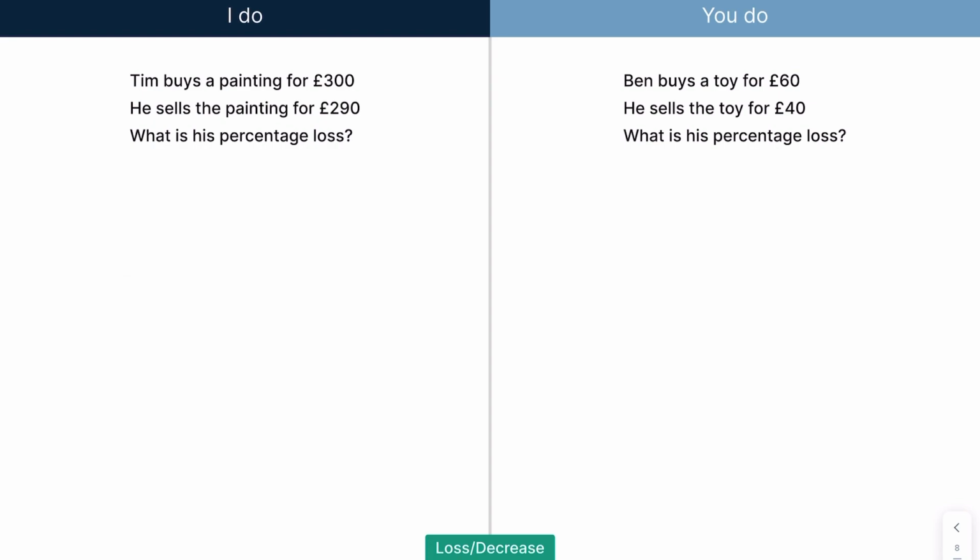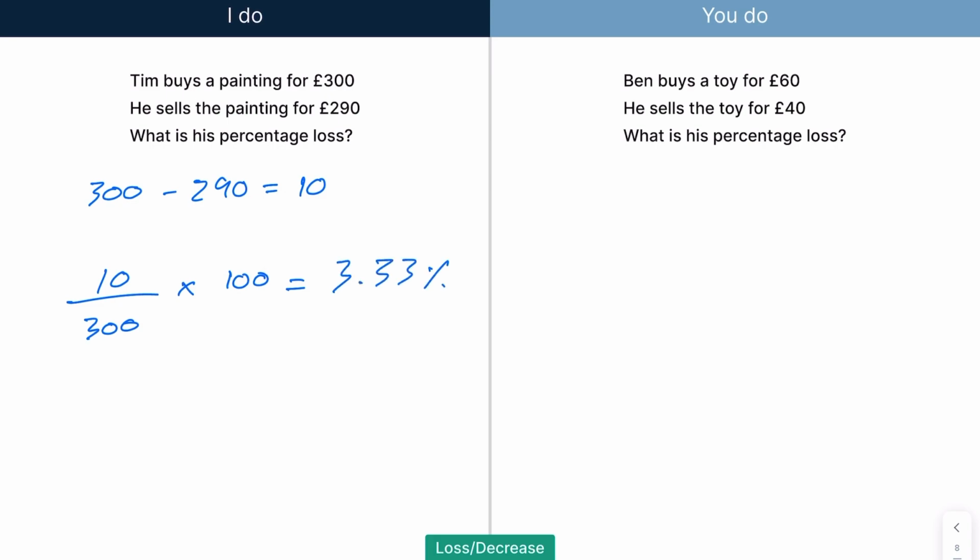So moving on, we've been asked for percentage loss here. Again, similar manner. Well, how much has been lost? He bought the painting for 300. He sold it for 290, sorry. So he lost £10. How much did he pay for it? 300. So that's just going to be 10 over 300, times that by 100. So he's lost 3.33%.